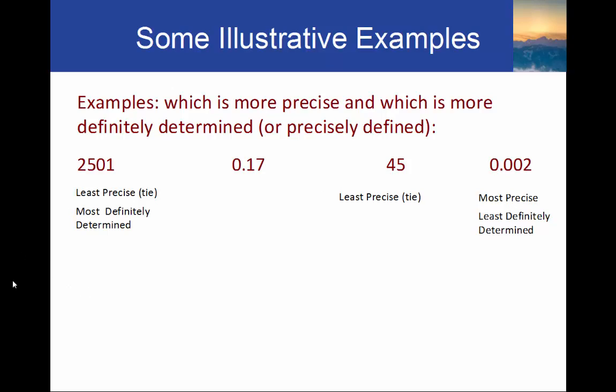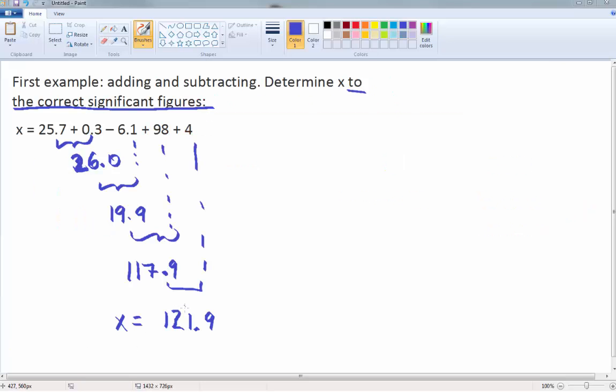Okay, so now let's go back to this example that we've been working. We came up with the answer 121.9. But the rule says that when adding or subtracting, you should round to the last place in the least precise measurement. So which of these is the least precise measurement? Well, the 98 and the 4 are both least precise because they only are precise to the nearest whole number. The first three are all precise to the nearest 0.1 of a whole number.